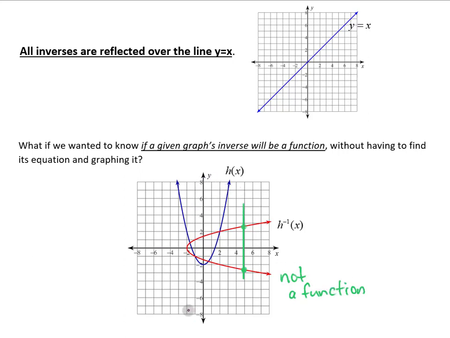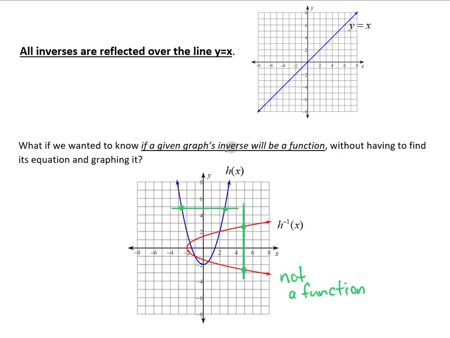But what if I only had the blue graph, and I wanted to know, without finding the equation, without graphing it, would its inverse be a function? Imagine kind of flipping this red graph back up so it was standing upright here. What would this vertical green line appear like on our original graph? The answer is it would appear like a horizontal line. Not exactly in the same spot, but hopefully we get the idea here, that a horizontal line on the original graph plays the role of a vertical line on the inverse.